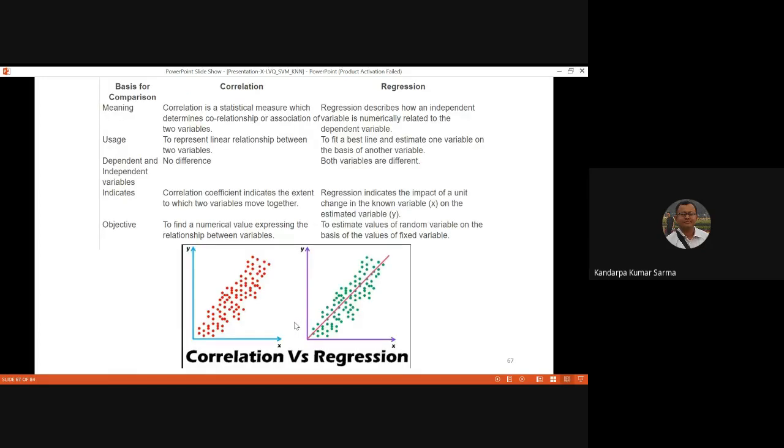Then we need to know the difference between correlation and regression. Correlation is a statistical measure that determines the correlationship between two variables. But regression describes how an independent variable is numerically related to a dependent variable. Correlation is best to represent a linear relationship between two variables. Regression is best to fit a baseline and then estimate one variable on the basis of a remaining one.